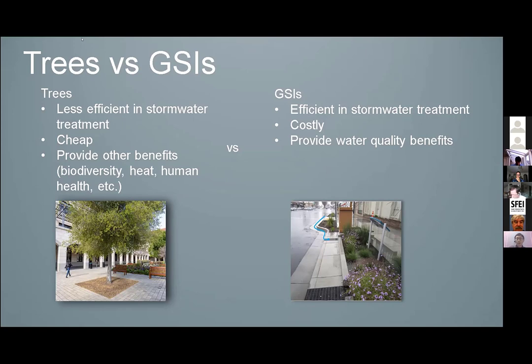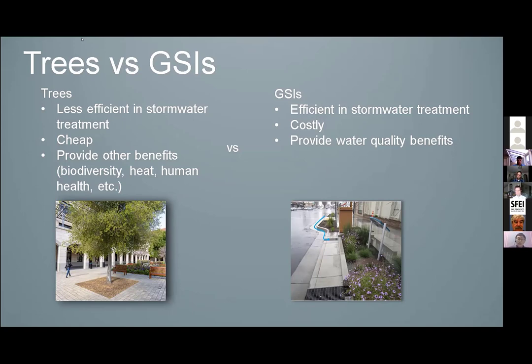I'm also trying to extend the stormwater treatment a little bit, not only looking at the GSIs, but also nature-based solutions: trees. Because trees, we can consider as less efficient GSIs, and though they're less efficient, they're also much cheaper than the GSIs. As George told us, the cost of the GSIs is challenging in its implementation. So one of our questions is, if we can consider trees and the GSI together, would that give us a better solution?